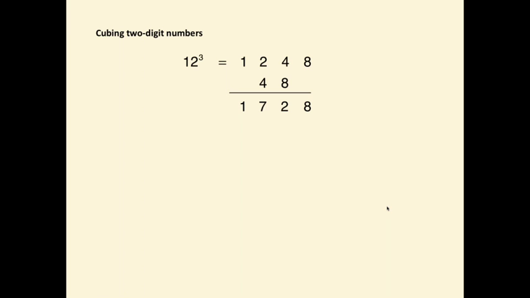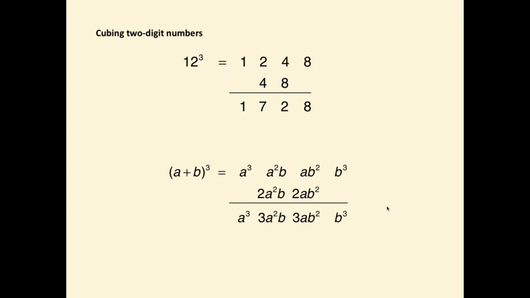Well, the answer is found in the binomial expansion of (a plus b) cubed. You can see here at the bottom the expansion of (a plus b) cubed. I haven't put in the plus signs there. It's a cubed, then 3a squared b, 3ab squared, and b cubed. Going back to the method for cubing two-digit numbers, if the first digit is a, then the first term in the geometric sequence is a cubed.